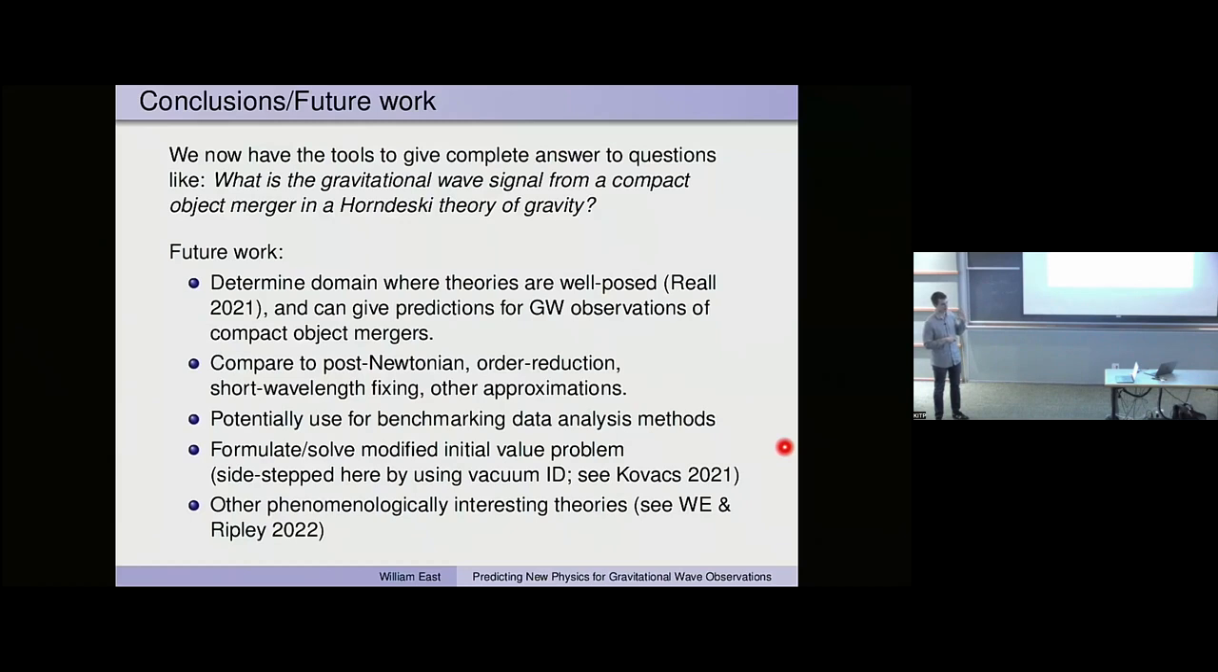But I think the punchline is that we now have the tools to answer questions like, what is the gravitational wave signal from compact object mergers, at least in these subclasses of modified theories. And then we can use that to compare to other approximate methods for treating modified gravity theories that don't necessarily require you to have a well-posed theory as written down. And we can also potentially use these examples for benchmarking data analysis techniques that try to go after tests of GR.